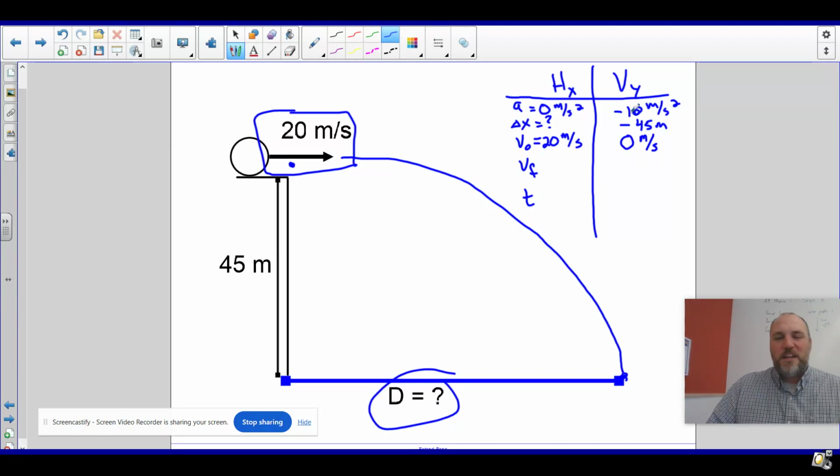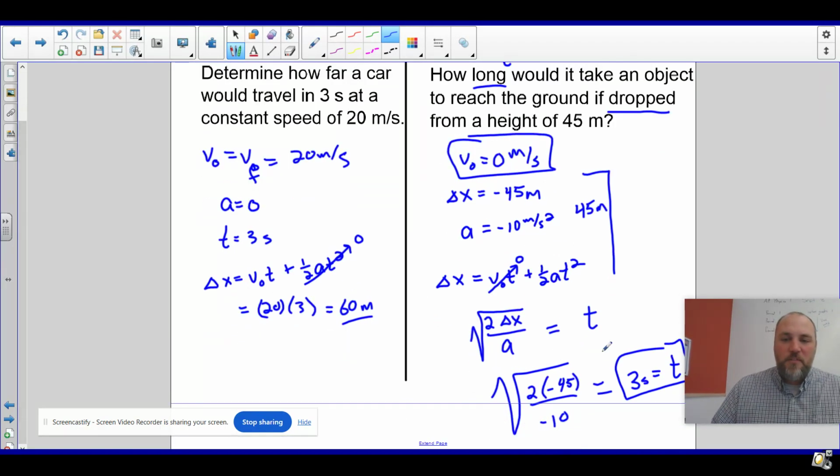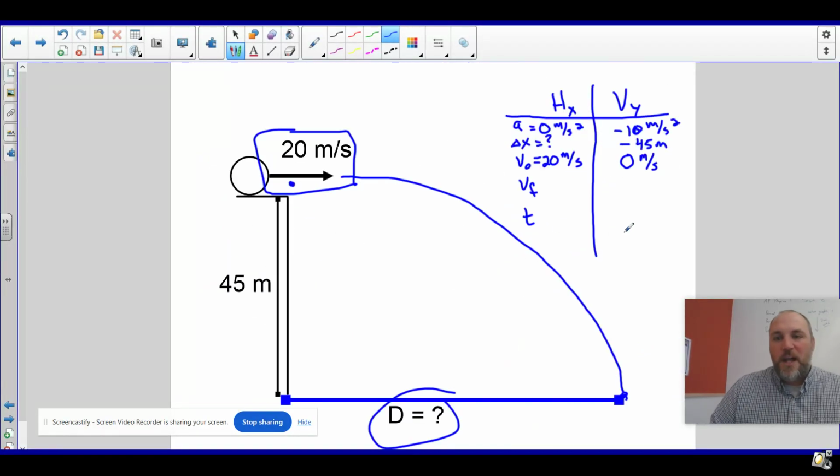Now I'm looking at this and it seems pretty familiar. We have an acceleration of -10, a displacement of -45, and an initial velocity of 0. That is exactly the free fall problem that we had done before, and we had found that it would take 3 seconds. So I can use the result that we had found before. It's going to take 3 seconds to land as found from the vertical.